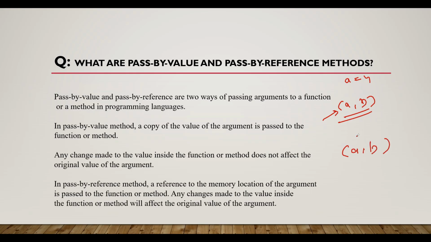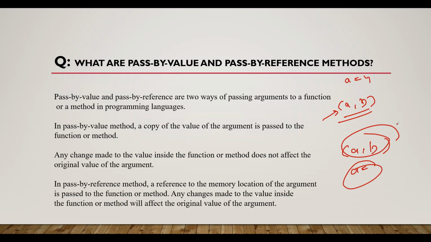But if you have passed a and b by pass by reference, you will be able to see the changes after the execution of your method. Okay, so these are the basic differences between pass by value and pass by reference. Here I have written one definition: pass by value and pass by reference are the two ways of passing an argument to a method.